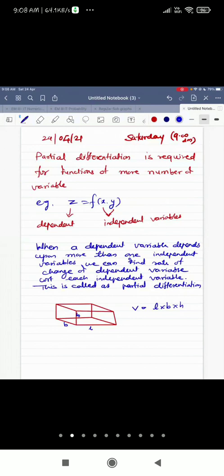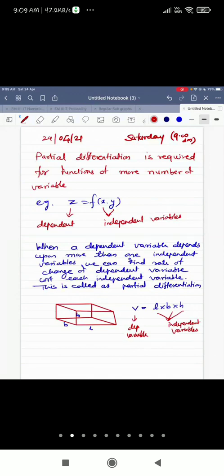So how many dependent variables are there? Here there is only one dependent variable. V is the dependent variable, and L, B, H are all independent variables. Here I can find the rate of change of the volume with respect to length, with respect to breadth, with respect to height. So this process is called partial differentiation.